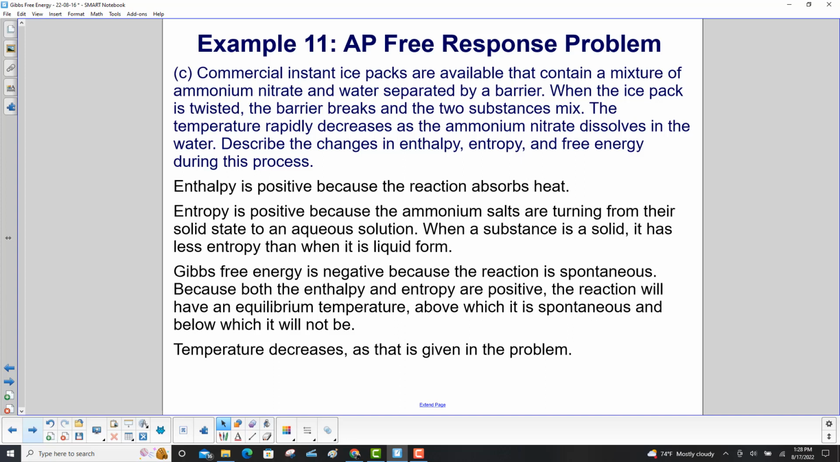Gibbs free energy is negative because the reaction is spontaneous. Because both the enthalpy and entropy are positive, the reaction will have an equilibrium temperature, above which it is spontaneous and below which it will not be. Temperature decreases as that is given in the problem.